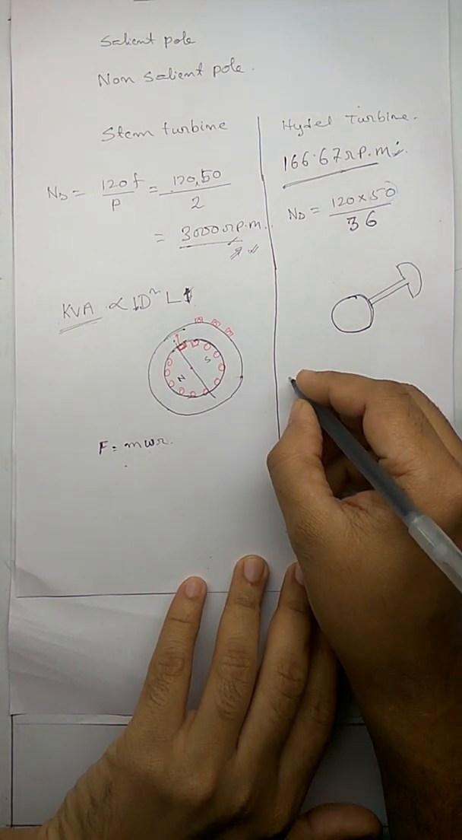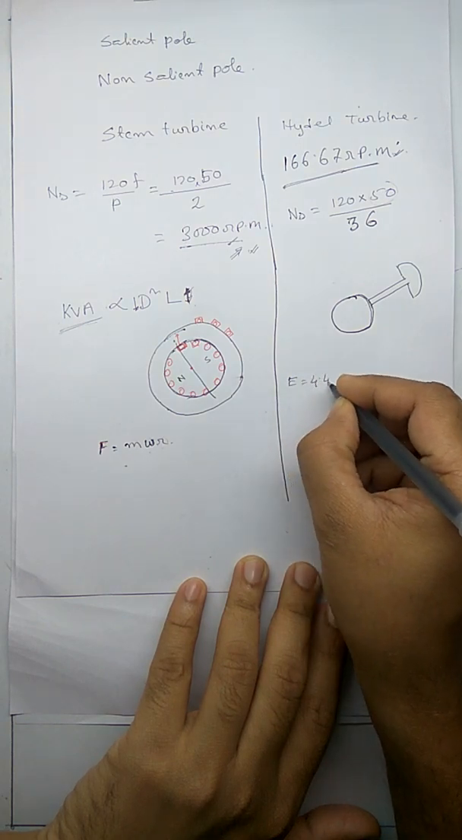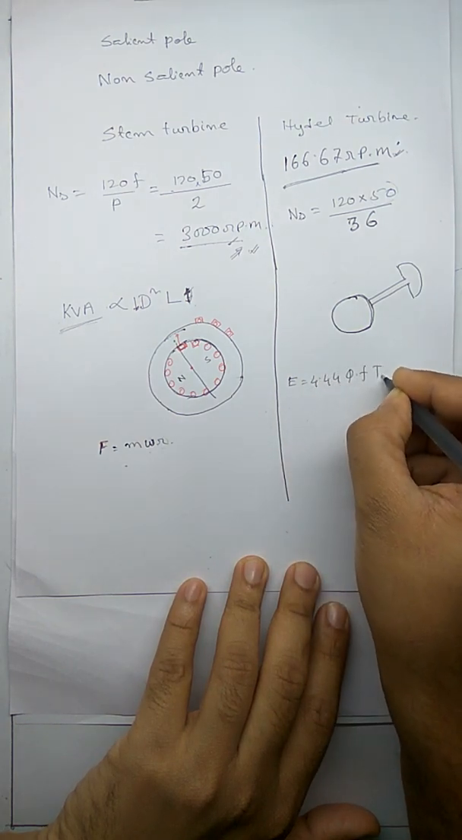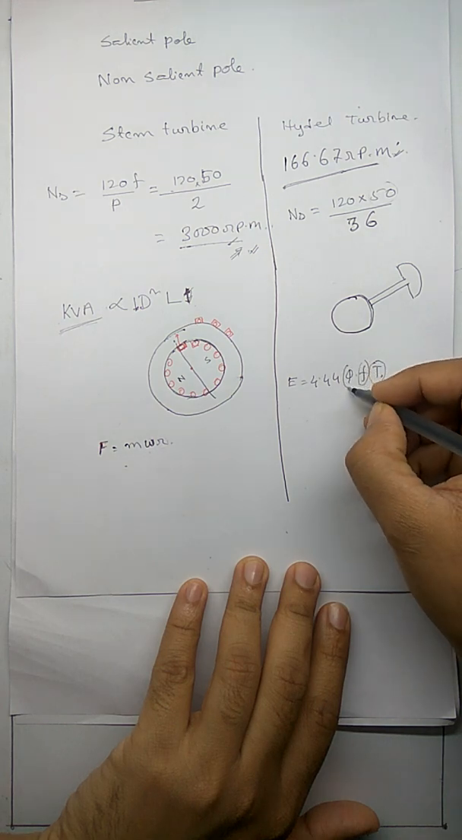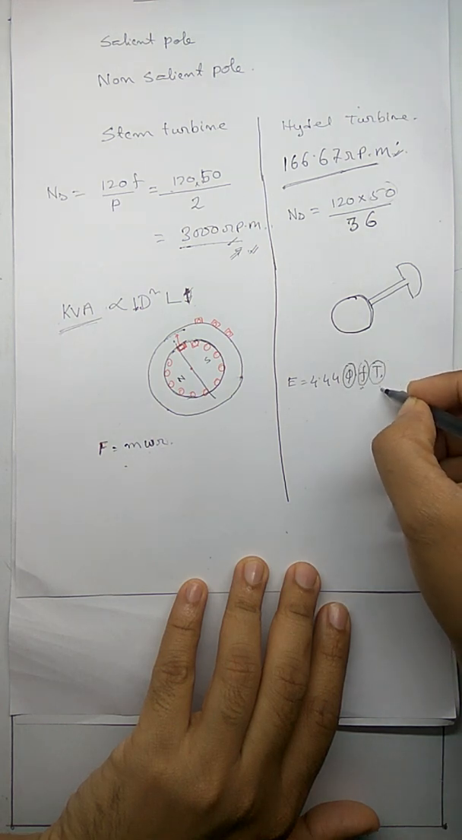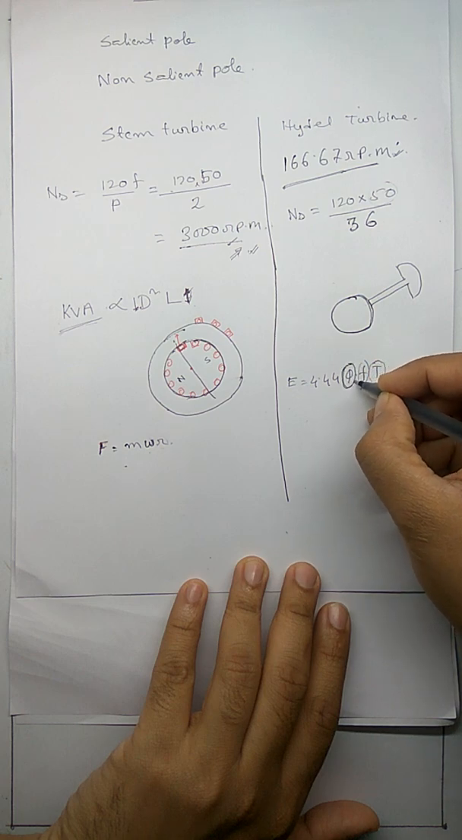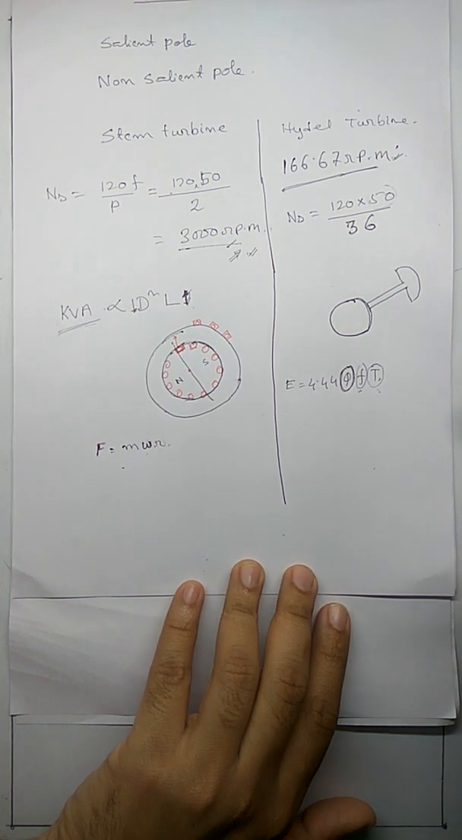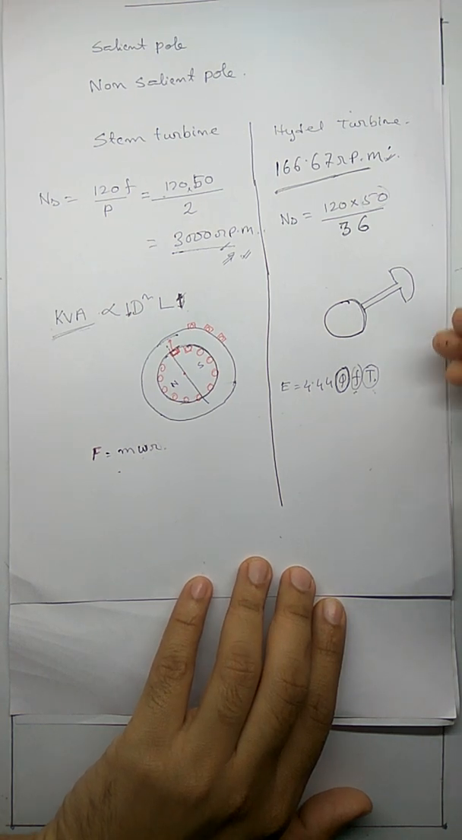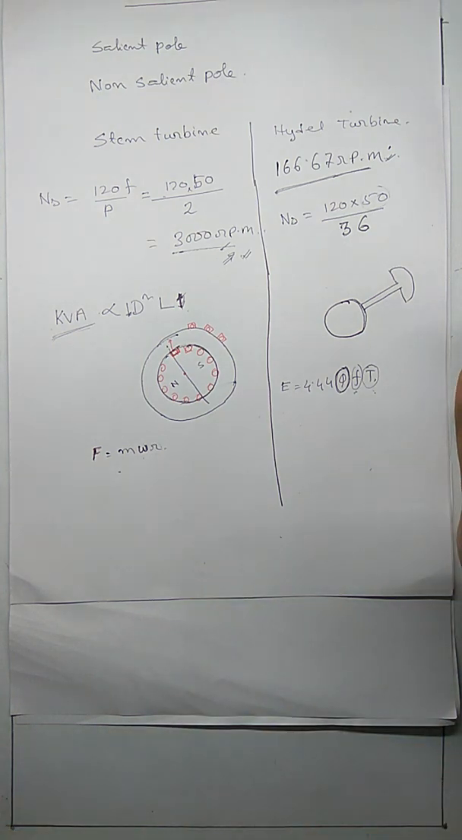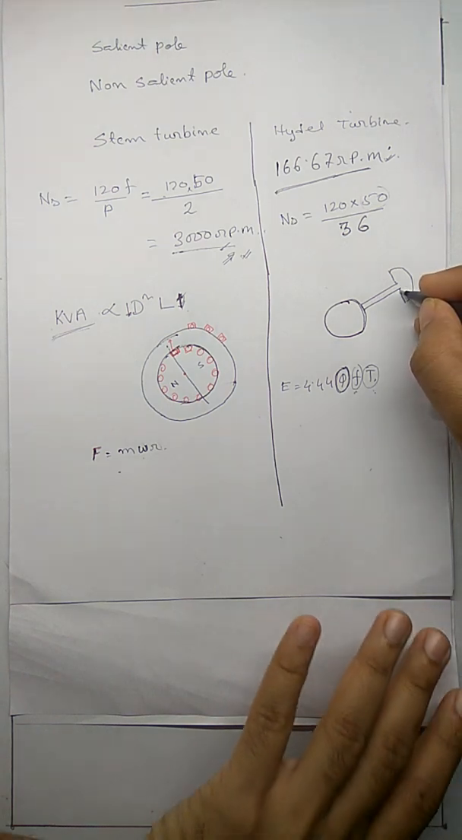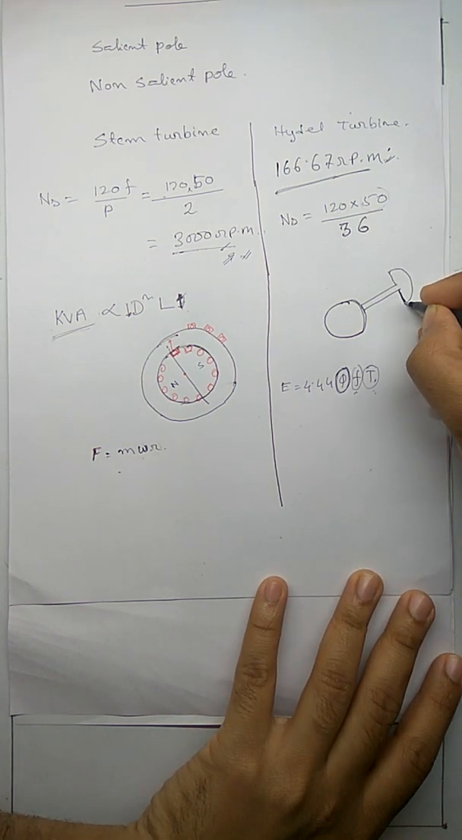What is E? E is equal to 4.44 phi f T. This T is the number of turns in the stator, this is the frequency, and this is the flux. If these two are given, you require a particular value of flux to generate that voltage. You cannot have a very small value of flux. So the number of turns in the pole and the current of the pole is finite. You cannot make it very small. Since you cannot make it very small, the physical size of the pole is also not very small.